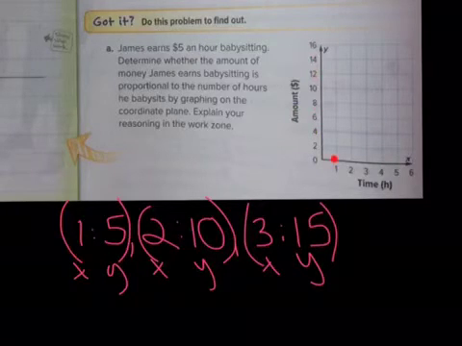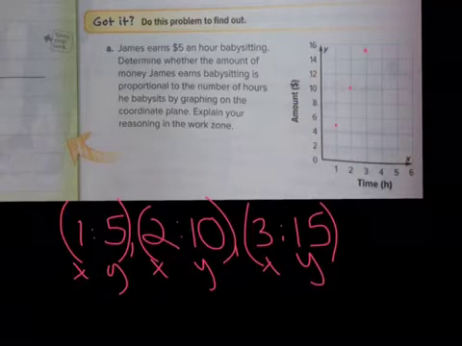1 and 5. 5 is going to be between the 4 and the 6. 2 and 10. And let's do 3 and 15, right in between there. Let's graph that. Okay, there we have it.